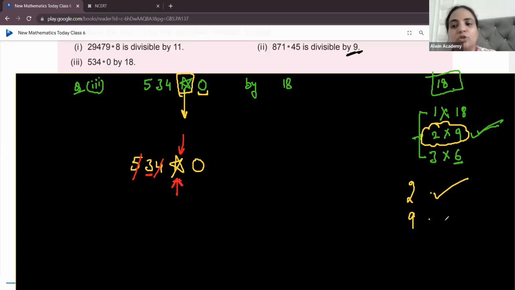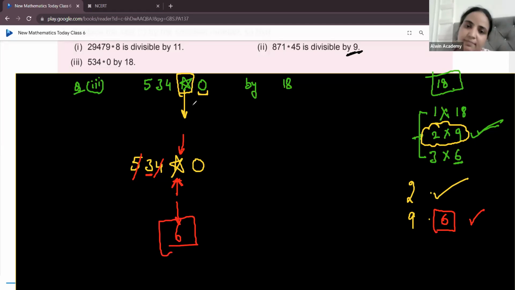Right? So if any number in here, if the star is replaced by 6, then particularly it will be divisible by 9. This means the condition is the star should be 6. So the value of star is 6, because that 6 also fits for 2, no? If it is 6 here, it will be divisible by 2, right? There won't be any problem.